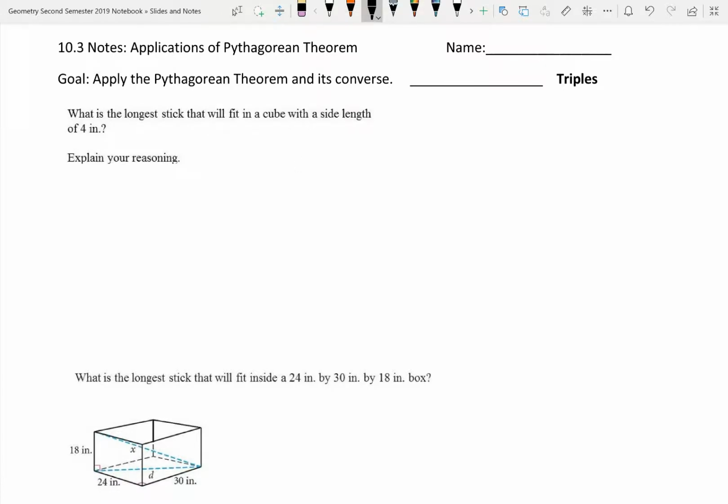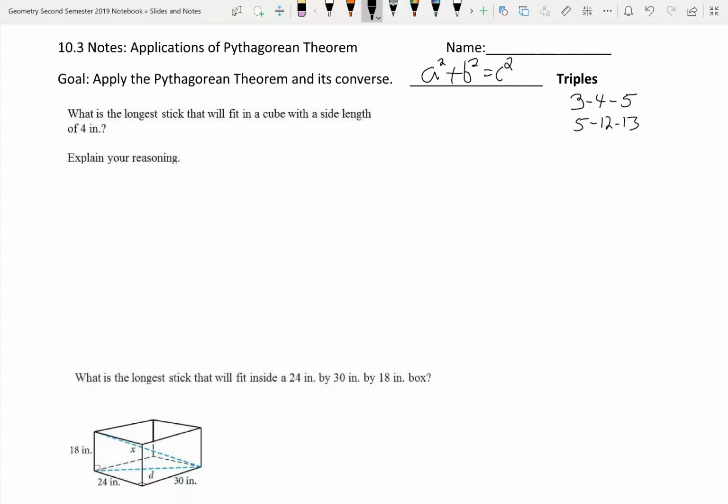So the main formula that we'll be using is the Pythagorean equation, which is a squared plus b squared equals c squared. Occasionally, we will see Pythagorean triples, which will allow us to not have to use the Pythagorean theorem, and the two most common are 3, 4, 5 and 5, 12, 13.